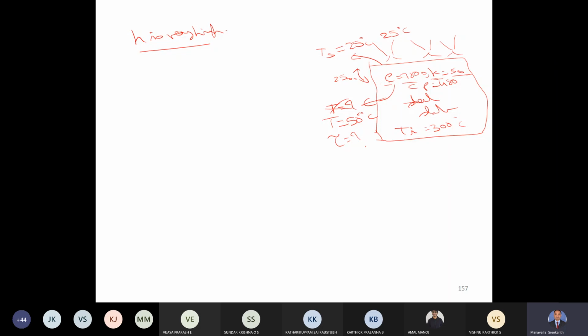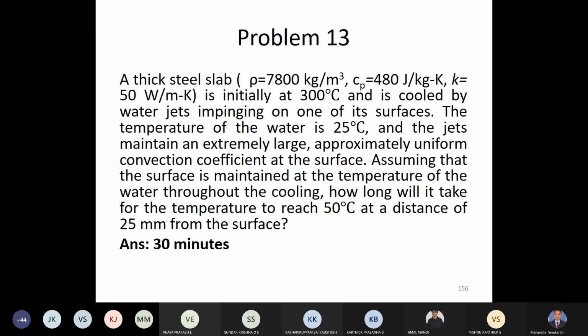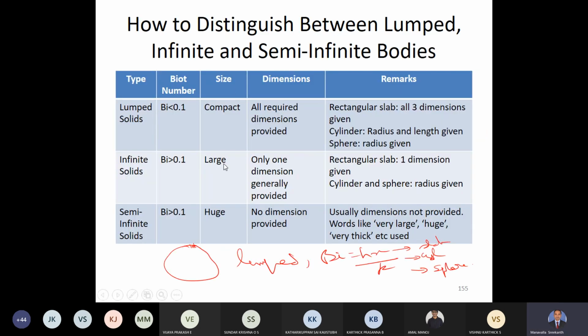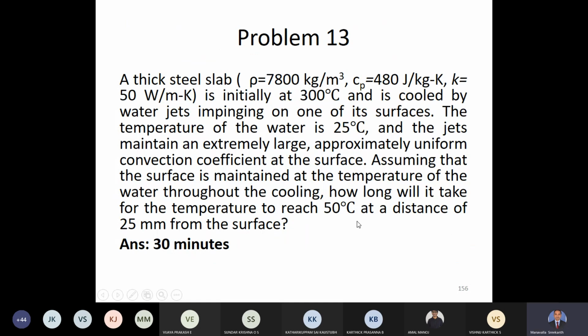Okay. Now to solve this problem, as you see, we cannot calculate the Biot number because we are not given any characteristic dimension. We are told it's a thick slab. So these are some characteristic words: thick, large, huge. These are the typical characteristics used in the semi-infinite solid. So there are some pointers in this problem indicating that this object is a semi-infinite object.